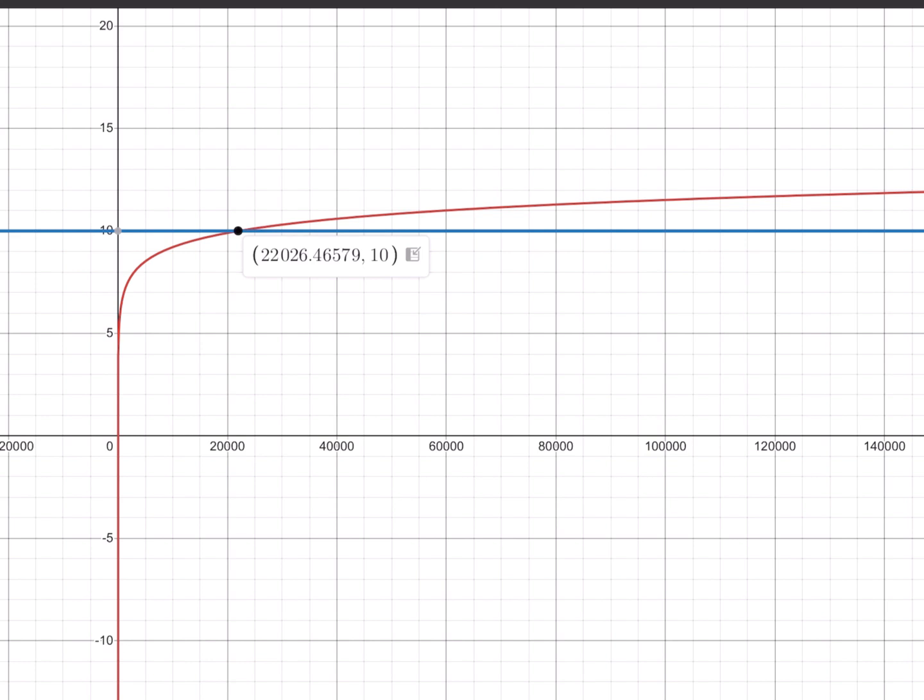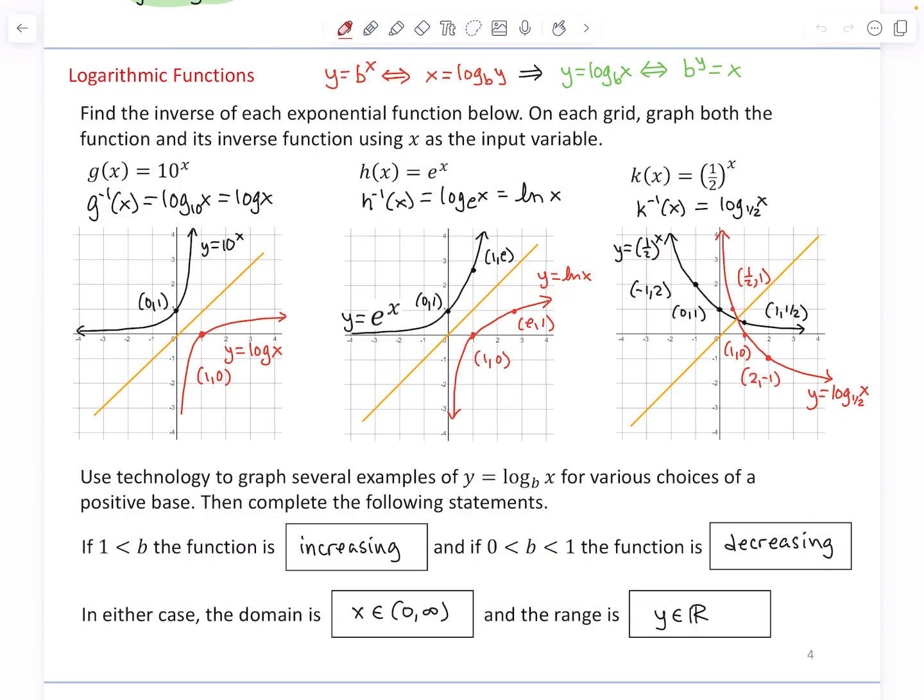Now, no matter how high of a y-coordinate you pick, if you go far enough out to the right, the red graph will go higher than it. So this is why the range is going to be all real numbers. This red graph will attain all heights. Okay, let's go to the next page.